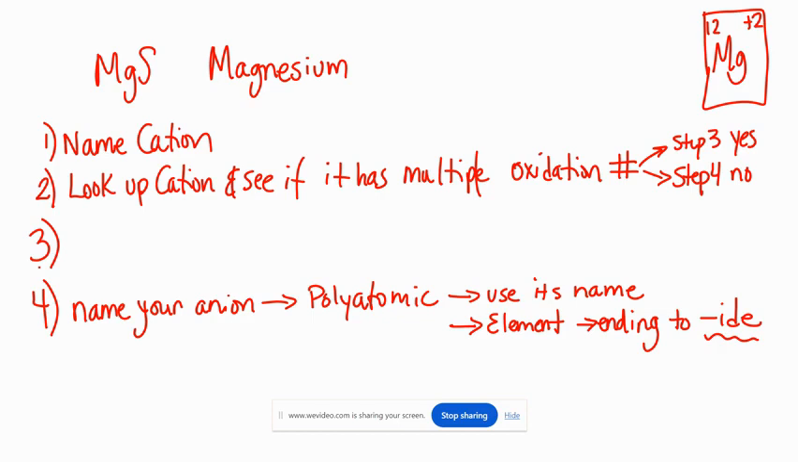So S is not a polyatomic. It is an element, so it's going to become what? Sulfur. Well, it is sulfur, but what are we going to change the ending to? Sulfide. We're going to change the ending to "ide." So this is going to be magnesium sulfide. Okay. Any questions on that one?